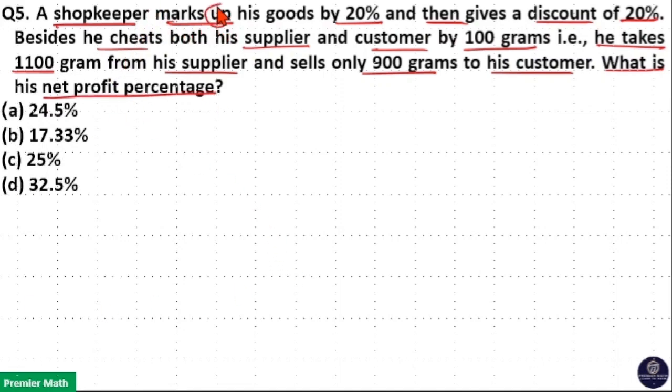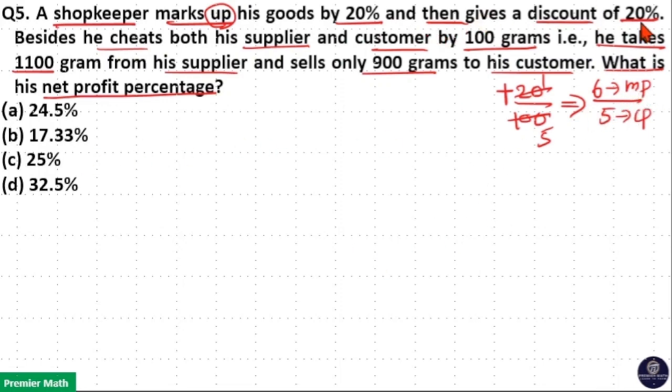Here, shopkeeper marks up means plus. 20% means 20 by 100. 20 goes 5 times in 100. So plus 1 by 5 means if 5 part is the cost price, then he marks it as 5 plus 1, 6 part. So 6 part is the marked price. Marked price means price tag.